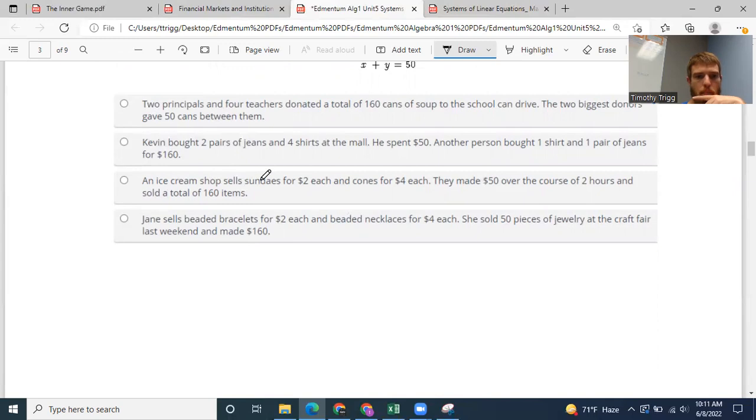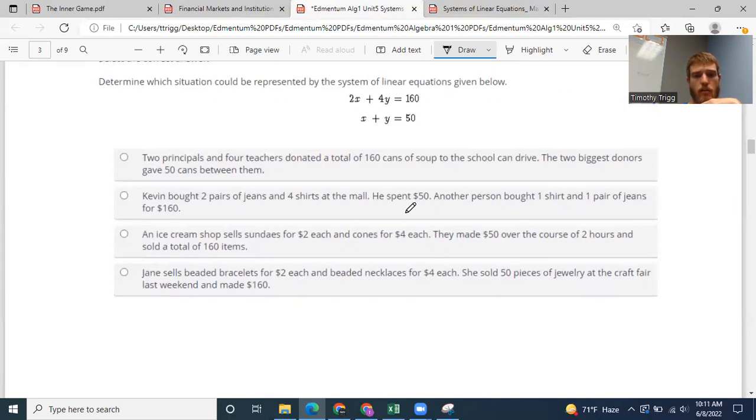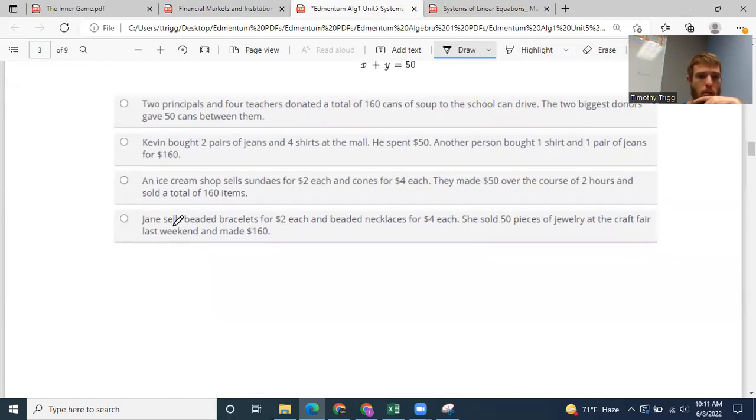An ice cream shop sells sundaes $2 each and cones $4 each. All right, this looks pretty good. They made $50 over the course of 2 hours. No, if they said they made $160, then that would be more correct. It must be the last one.